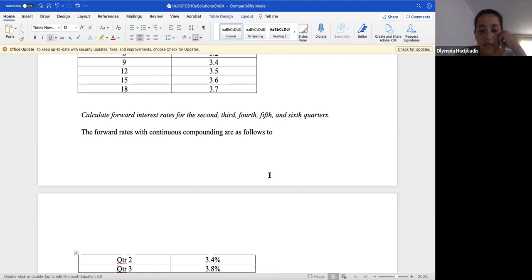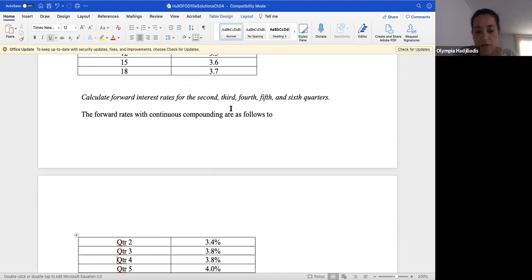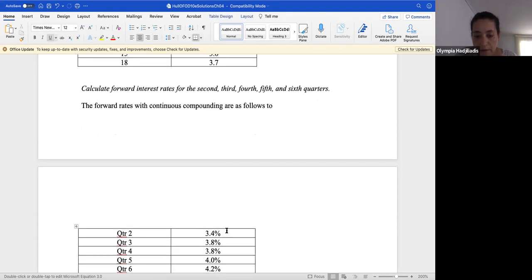So let's say to get the first one, what do you say? e to the 3.0 times 1 quarter, times e to the whatever the forward rate in the second quarter is, times 1 quarter, should equal e to the 3.2 times 1/2, a quarter plus a quarter. And so that basically gives you 3.4%.